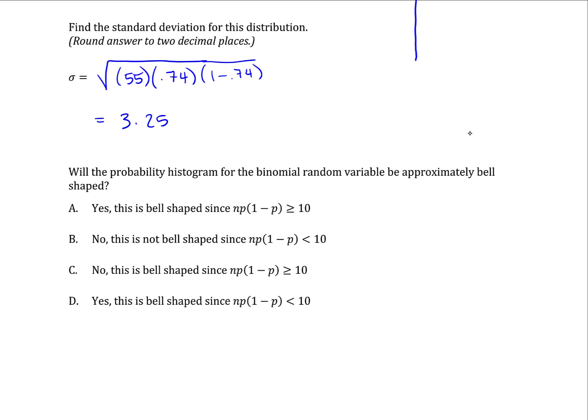And effectively, we just need to come up with the value of n times p times q, which we sort of just did. In the standard deviation, we just took the square root of it. So we went from the variance to the standard deviation. So this is effectively just the variance. So we need to compute this. So it would be 55 times 0.74, that is 40.7, and times 0.26.